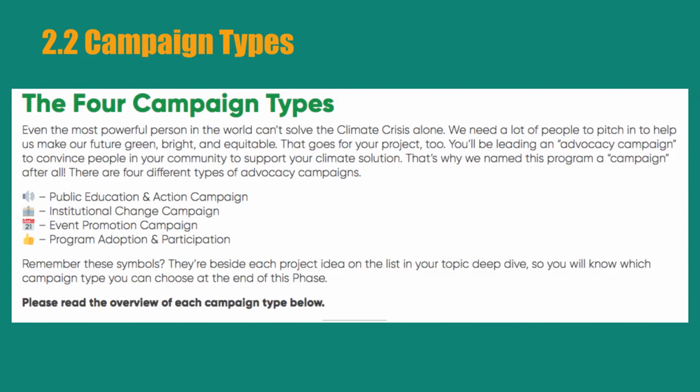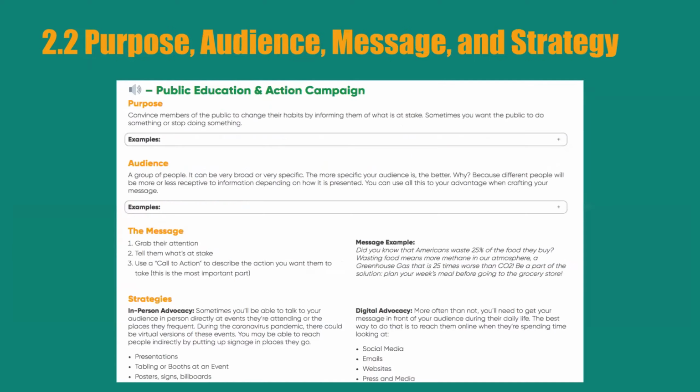And then the last is a program adoption campaign. The goal of this is to drive participation in programs run by cities, nonprofits, or other institutions, or even the teams' own program. And so that would be something like a city-run composting program, an ocean-friendly restaurant certification for a business, et cetera. So next, we're going to go through the public education campaign to give you an idea of what this organizational structure around campaign types does for teams.